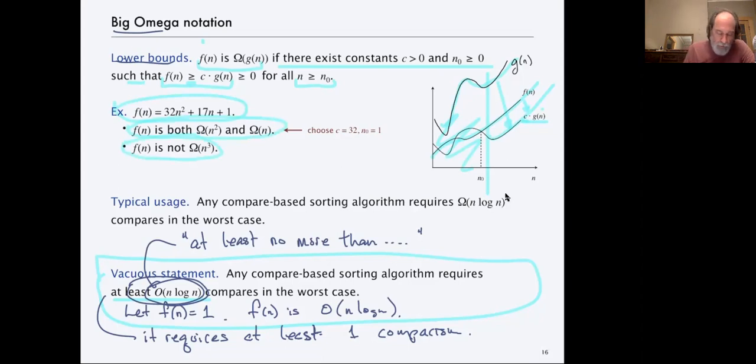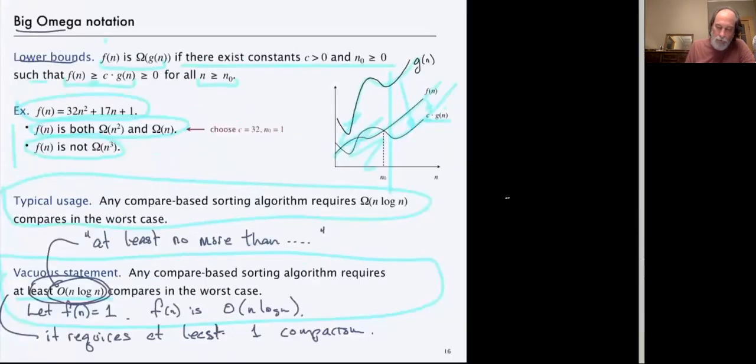A more correct way to talk about the lower bound is to say any comparison-based sorting algorithm requires big omega of n log n comparisons in the worst case. That's a claim that there's no comparison-based algorithm that sorts in less than some constant times n log n comparisons. Okay, now let's look at these two.